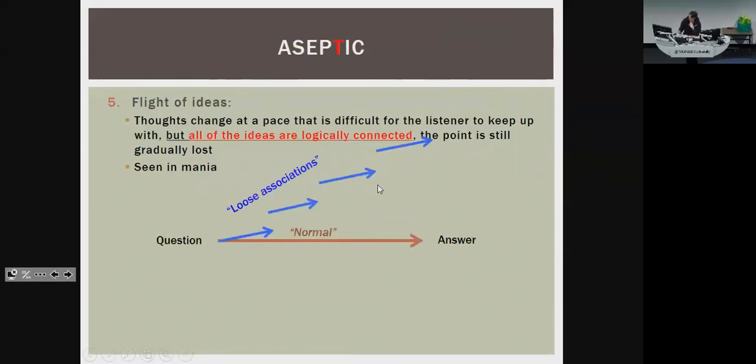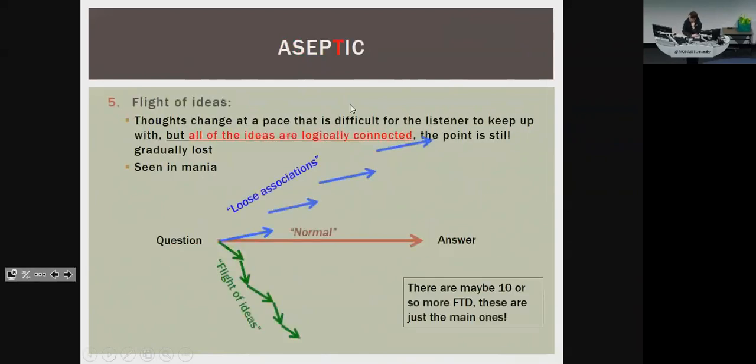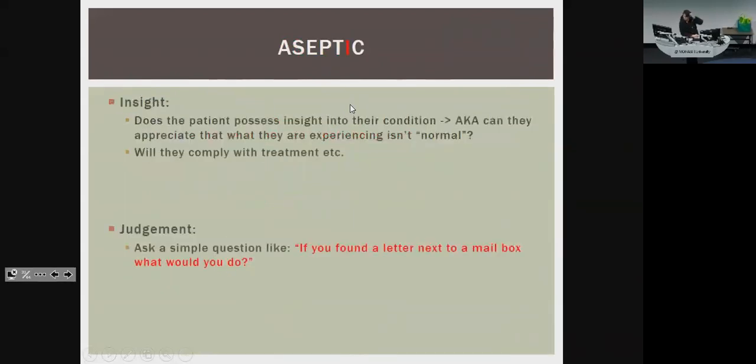So if we have our loose associations here where we just drift away from the point gradually, this is flight of ideas. We're still drifting away from the point. We never get back to the point. However, the thoughts are still connected in a logical way. Yeah? And this is literally word for word what your EMQ will be. This is taken directly out of Kaplan's. Yeah? Cool. There's maybe 10 or so formal thought disorders. These are just the main ones. You need to go away in your own time and learn the rest of them.